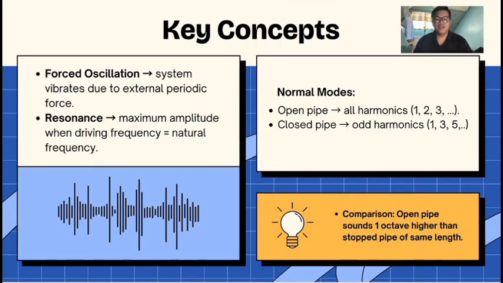Then we have normal modes. So in an open pipe, like a flute or an organ pipe, you get all harmonics: 1, 2, 3, and so on. That's why flutes can play a wide range of notes. In a closed pipe, like a clarinet or even when you blow across a bottle, you only get the odd harmonics: 1, 3, 5. That's why their sound is deeper and more hollow.